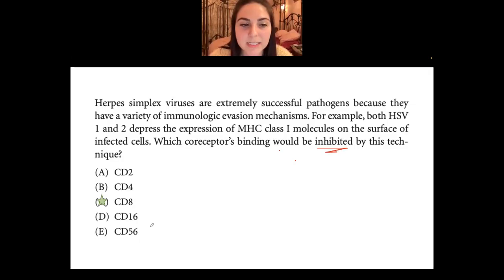A lot of you guys picked CD16. Technically, I think you just read it wrong, because you'd be right if it was saying, if MHC class 1 wasn't there, what would be activated? You'd activate your NK cells. But a trick, and we didn't go over this, if you happen to know, CD56 is also found on NK cells, so you could have ruled this out. But that's what it's asking: you inhibit MHC class 1, so what cell won't work? It's your CD8 positive T cells.